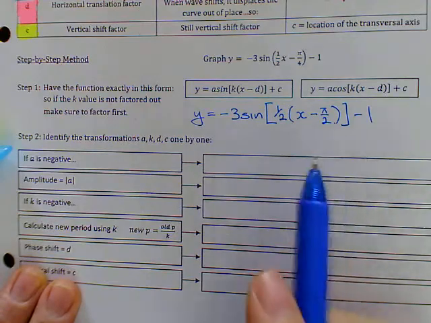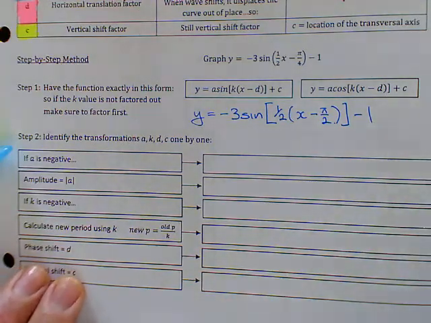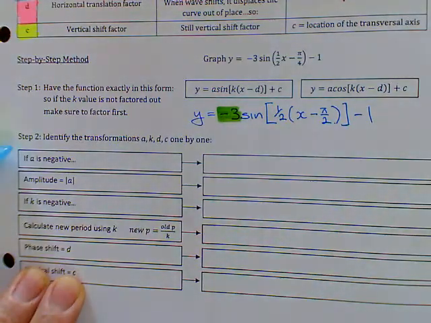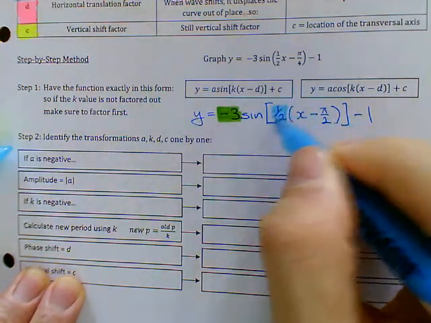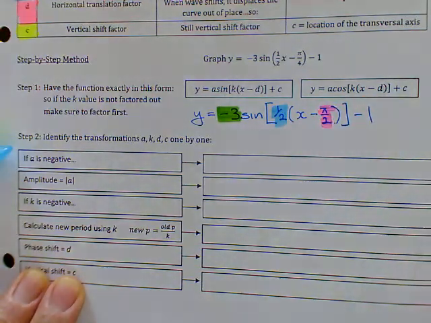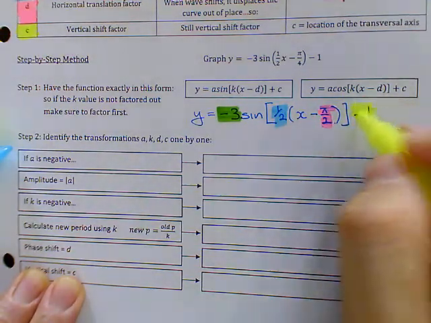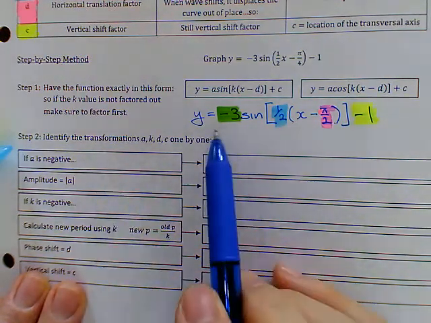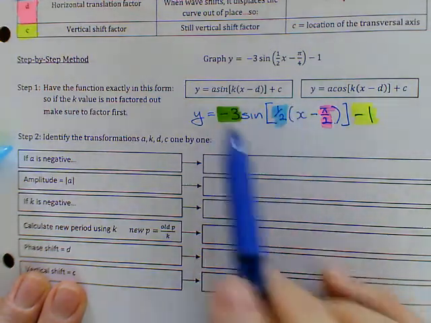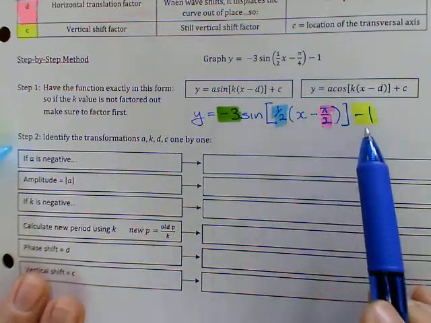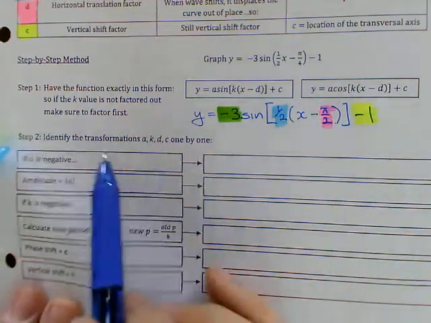So I can highlight that, but again, so there's your A. There's your K. Here's my D. And here's my C. So this is what you would do for step by step, right? You would go from left to right. You want to do the stretch and compression factors, and then you want to do the shifts later. And so here it is.